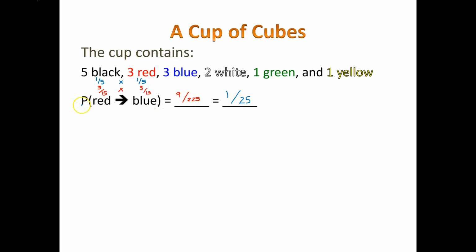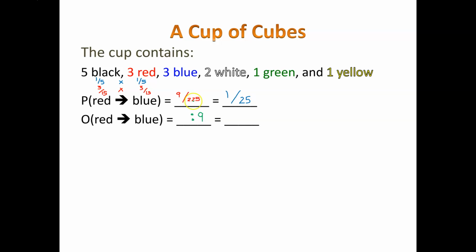The probability of pulling out a red, putting that back in the cup, shaking it, pulling out a blue is 1 out of 25. How do we turn that into odds? Well, let's think about this. So we know losers on the left, winners on the right. There are 9 ways to win.